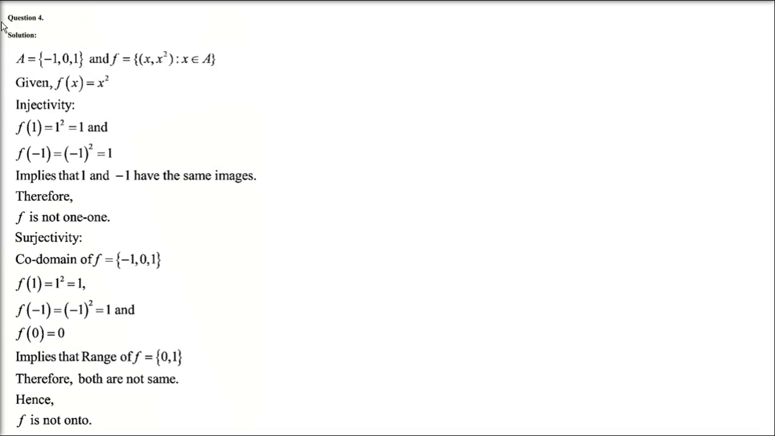The set A is also given and the function is also given. The function is given like this, x square. And A is -1, 0, 1. And the function is from A to A. So domain also has -1, 0, 1. The codomain also has -1, 0, 1. The function is x square. This is simply x and x square is y.